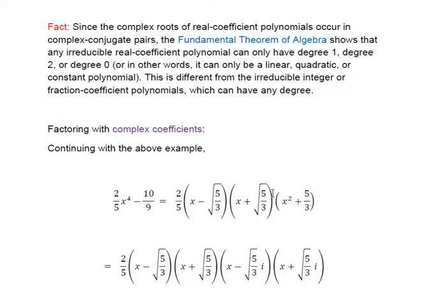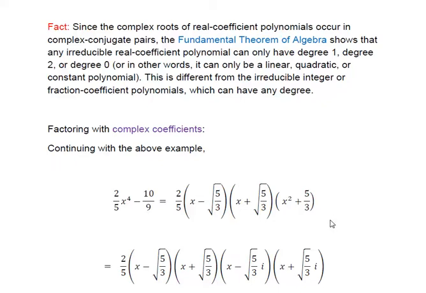This is different from the irreducible integer or fraction coefficient polynomials, which can have any degree as high as you'd like. So let's take a look at factoring with complex coefficients. So we had the previous factorization. Again, note we have just degree 1 or degree 2 non-constant irreducible polynomial factors.